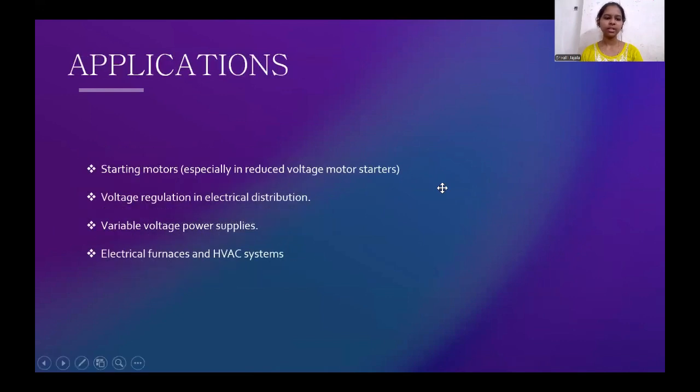There are many applications. It is used in starting motors, voltage regulation, electrical distribution, variable voltage power supplies, and also electrical furnaces and HVAC systems.